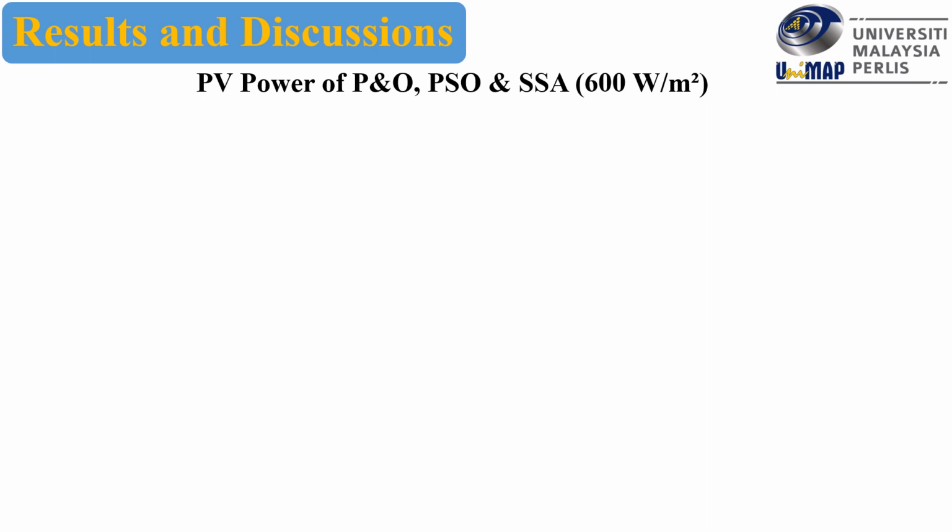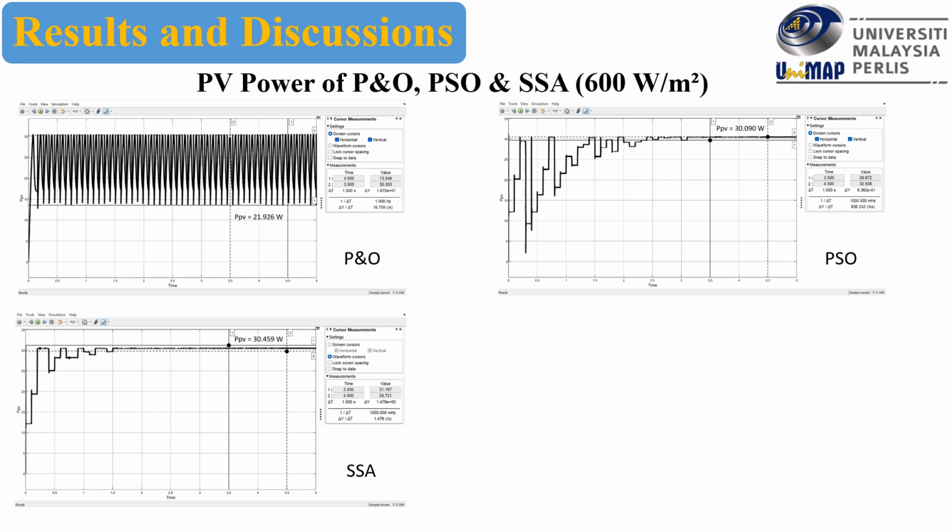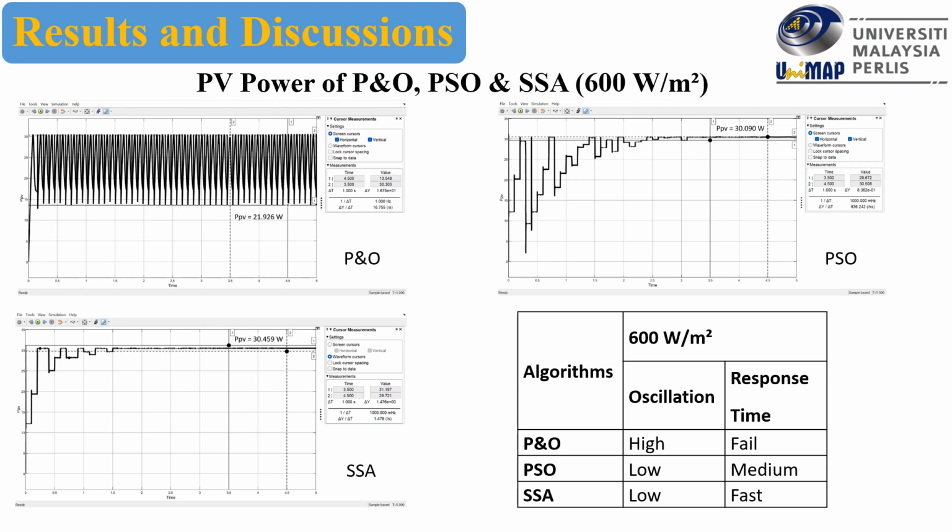Next, we will see the PV power of P&O, PSO and SSA under the irradiance of 600 watt per meter square. From the simulation, we can see that the oscillations of P&O are high, while PSO and SSA are low. The response time of P&O is a failure, because it couldn't track the optimum power point. The PSO has a medium response time and the SSA has the faster response time. The PSO still has some oscillations before it reaches its steady state after tracking the maximum power point, while for the SSA, the oscillation is very little when it achieves its steady state.